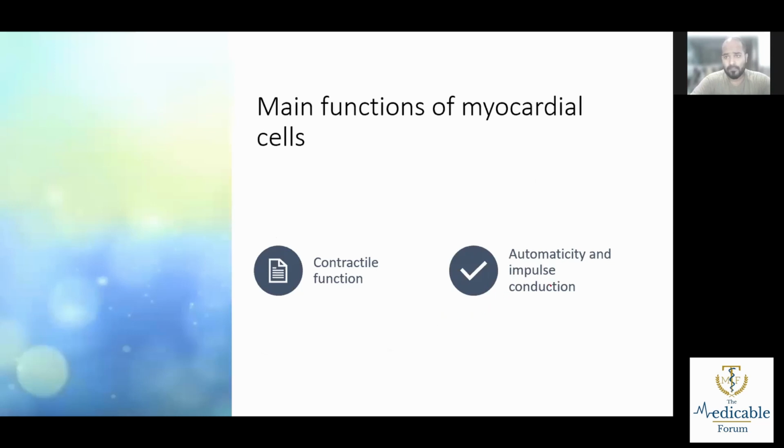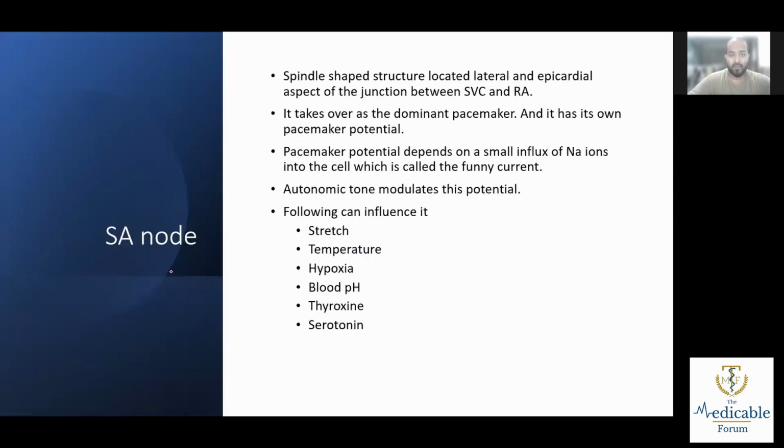So when you talk about the main functions of myocardial cells, you have a contractile function, and you have automaticity and impulse conduction. So there are cells which conduct impulses, and there are cells which receive the impulses and contract. So now we talk about the SA node. The SA node is a spindle-shaped structure located lateral and on the epicardial aspect of the junction between the superior vena cava ostia and the right atrium.